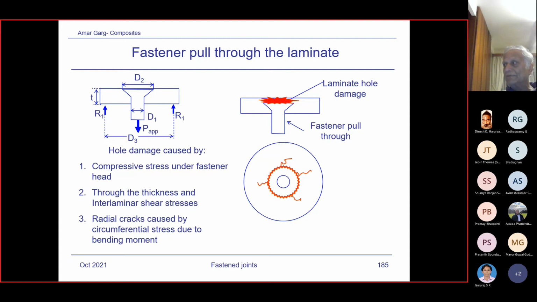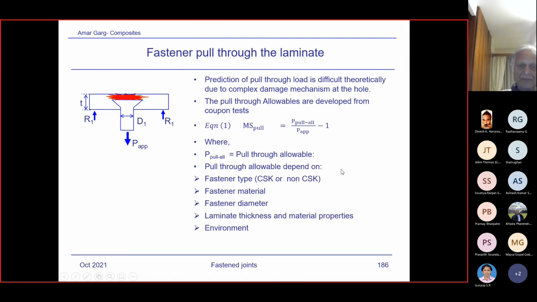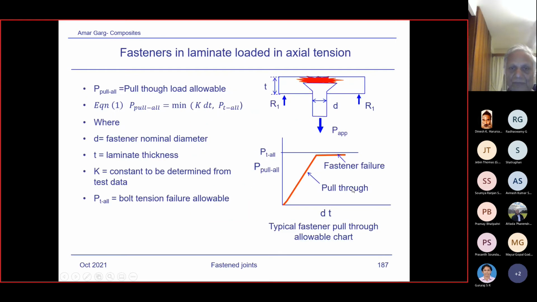But for a thick laminate, the fastener will not pull out. The fastener head may fail, or it may fail at the collar. So here, prediction of pull-through load is difficult theoretically due to the complex damage mechanism in the hole. So you have to determine this pull-through load from the test data. That's what I've said here. So MS pull-off load equals P pull-off allowable over P applied minus 1. All these things I explained.